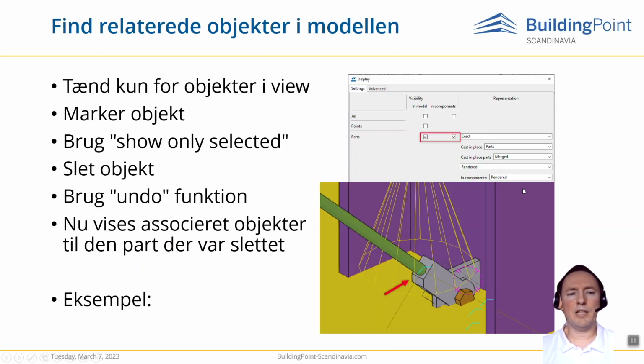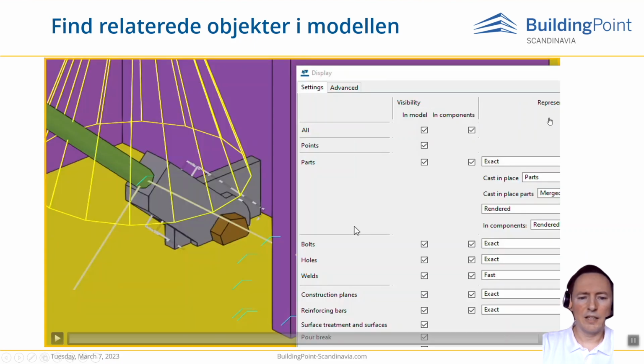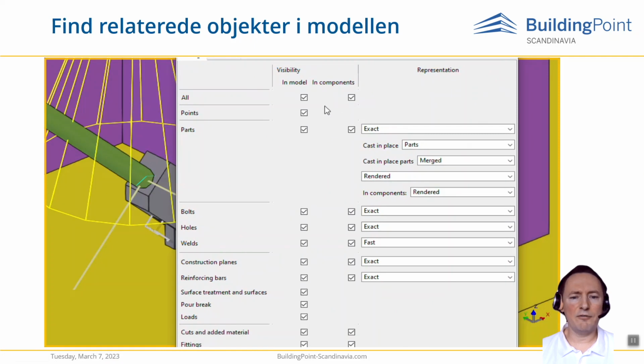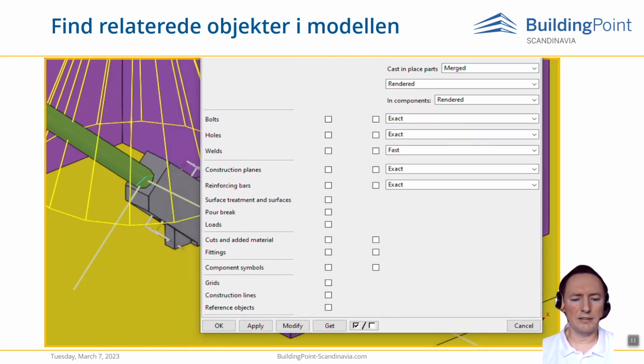The first tip I want to share with you today is how to find related objects in the model that have been hidden or gone away. Sometimes you make some cuts in a part and you can't find that cut. This is a good tip for how to find it, and I will show you now. The way we do this is that we first show only parts in the model. So we go to the visibility settings, set it to only parts, and hit modify.